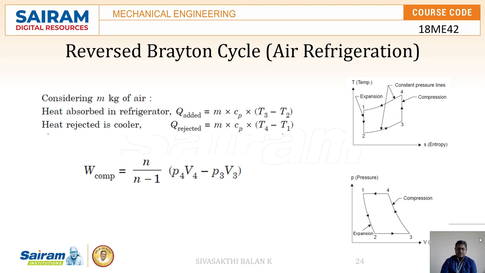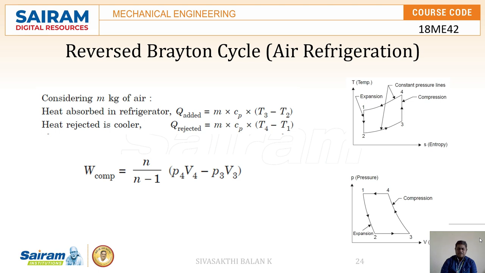Here, heat absorption or heat added to the system takes place during the process 2 to 3. We call this the evaporation process. So delta T becomes T3 minus T2, and heat rejection takes place at the coolant, that is, between process 4 and 1. Again, we can use the same formula m Cp delta T. We can get the representation like this.